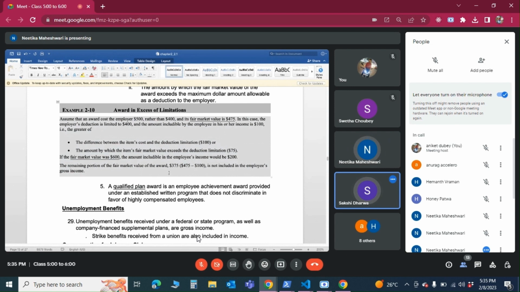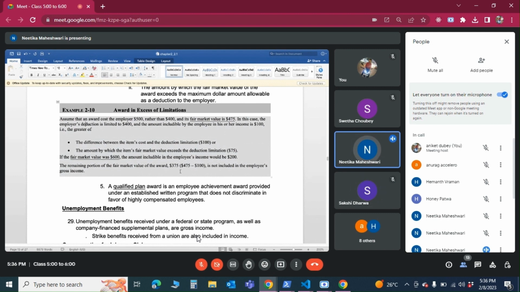A simple concept is that IRS does not want to lose in their revenues. Whatever is the greater amount, they'll say, fine, you just add up the higher of these two. Either you compare it with fair market value or compare it with the cost. So if fair market value is 600, the amount will be 200. Obviously, that 200 is excess, so 200 will be includable in income.